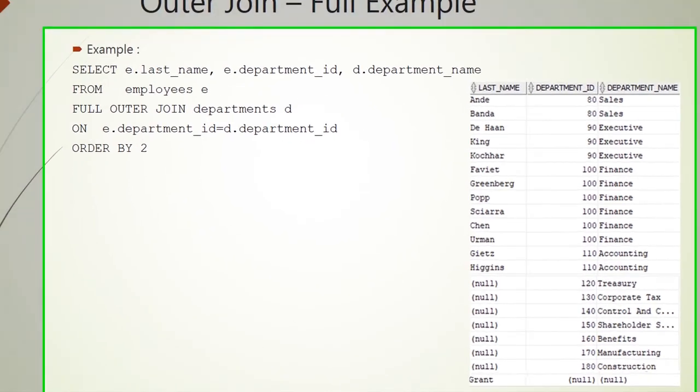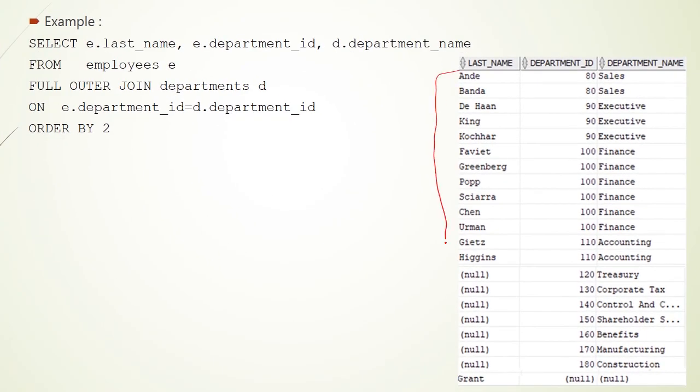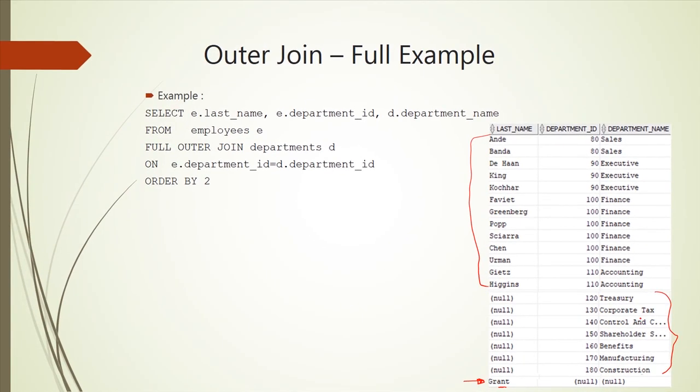The full outer join also retains the matched data as in the inner join and will retain the unmatched data from the left, or from the first table in the select statement, which is the employees table, and also the unmatched data from the second table in the select statement, which is the departments table, or the unmatched data from the right. So this is the full outer join. It retains the matched data as in the inner join, the unmatched data from the left or first table, and the unmatched data from the right or second table in the select statement.